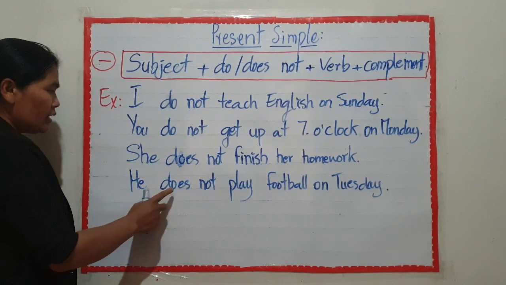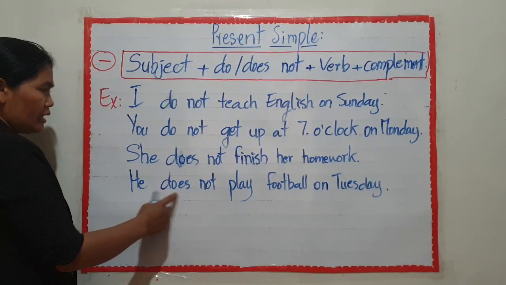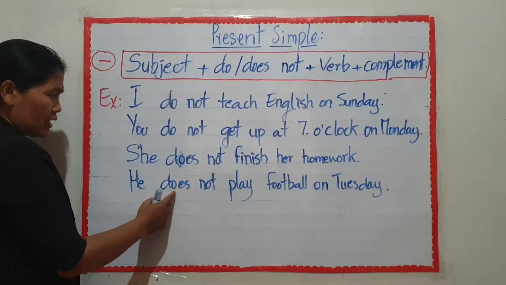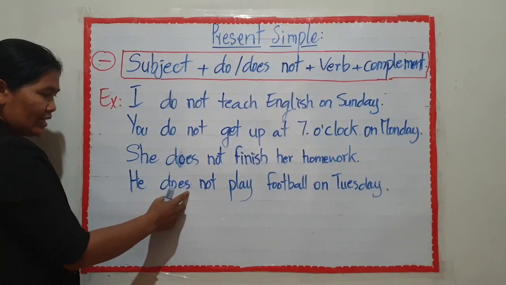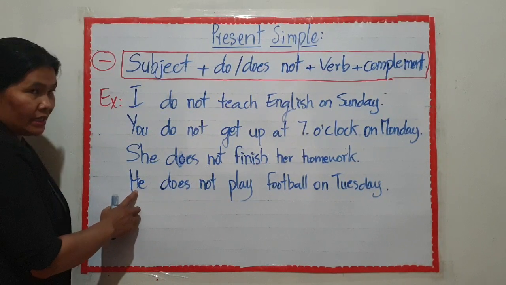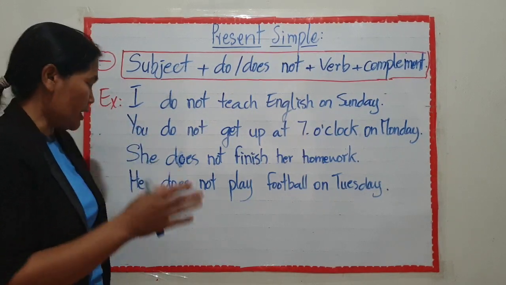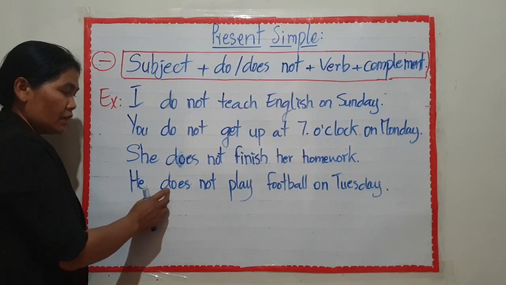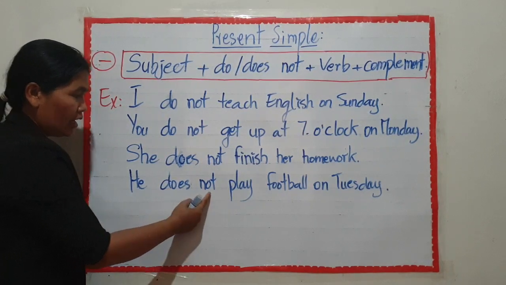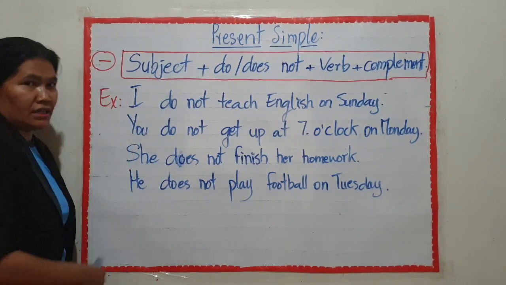He does. Okay. And then play, no s, but does here. Do we add es? Okay, because he is what we want. He is what? Yeah, third person singular. That's why we use es with the verb do. And then not becomes a negative sentence.